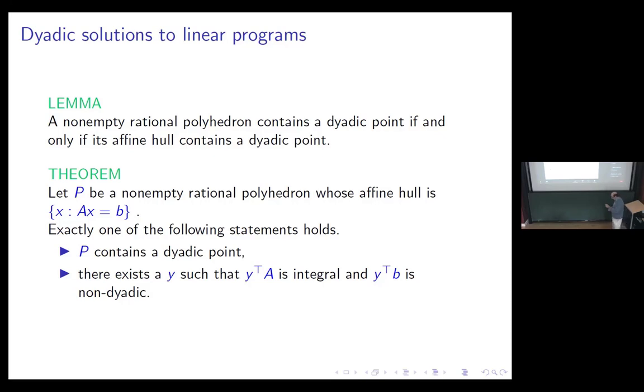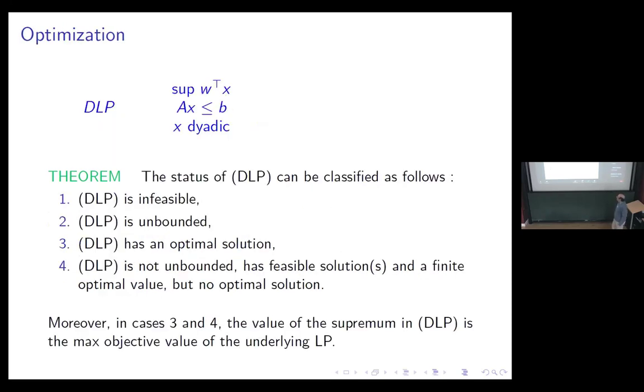Okay, but essentially, what this gives us then is: let P be a non-empty rational polyhedron whose affine hull is AX equals B, then exactly one of the following statements holds. Either P contains a dyadic point, or there exists a Y, like we had before, such that this combination of the rows of A gives you an integral vector, and the same combination on the right-hand side gives you a non-dyadic vector. So that's for the feasibility part.